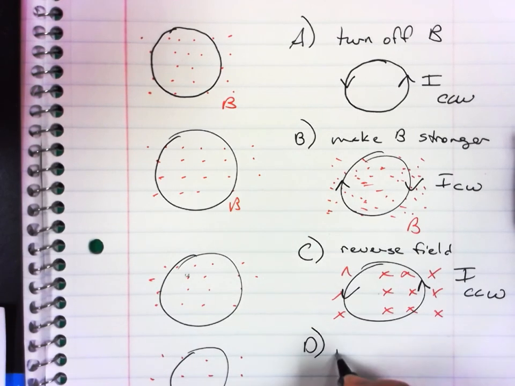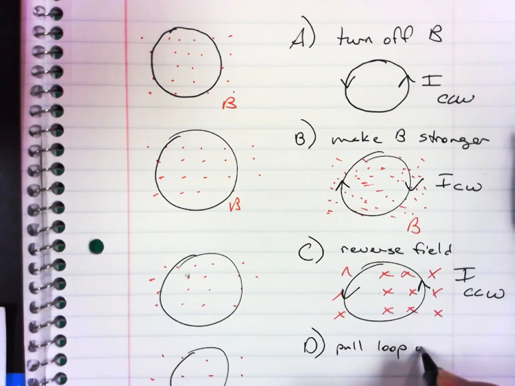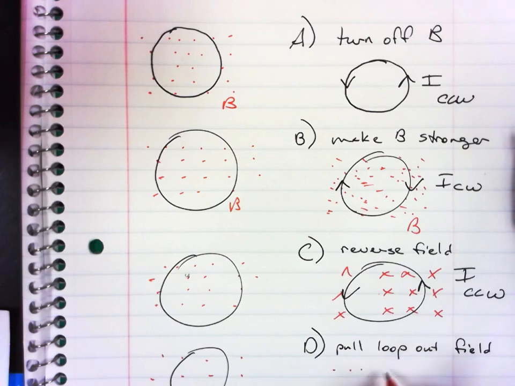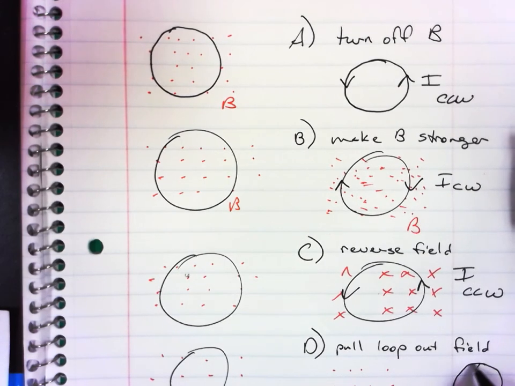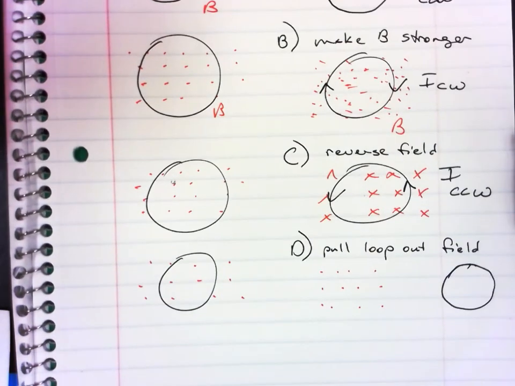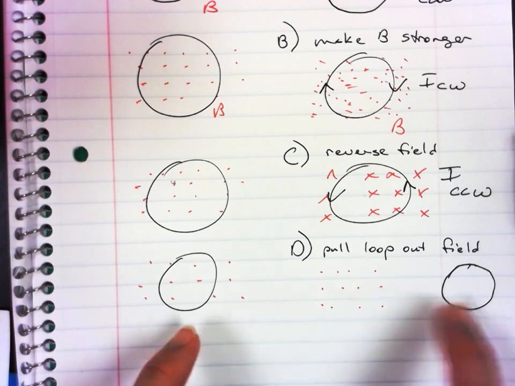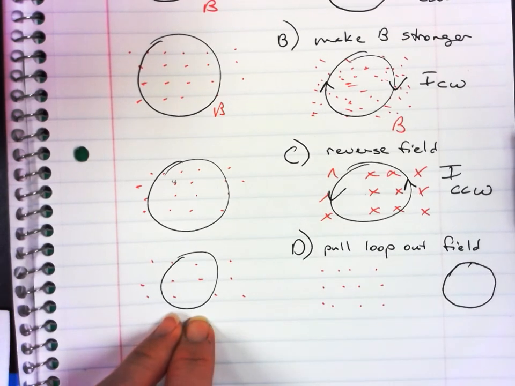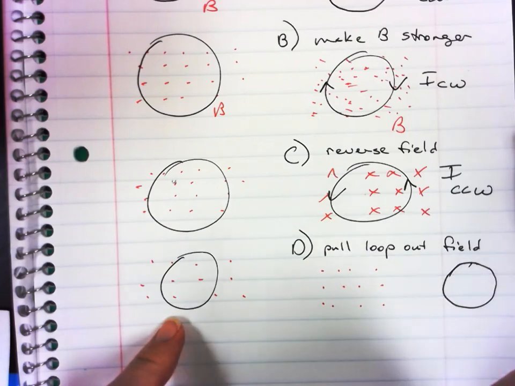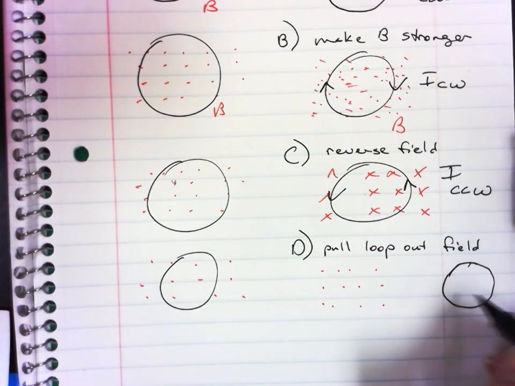We are going to pull the loop out of the field. So the field's still here, but the loop is over here. So we pulled it out physically. We've grabbed the side of it. Well, if we do that, the loop says, no, I want a magnetic field in this direction. So it's going to make that one that direction. And so counterclockwise current flow.